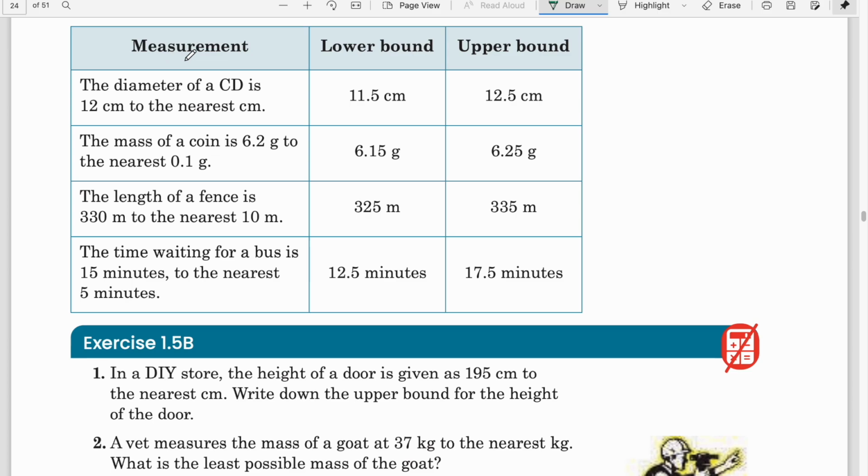A few more examples. The diameter of a CD is 12 centimeters to the nearest centimeter, and be very careful, sometimes we have different units. These are the same here. To the nearest centimeter would mean half of a centimeter, add and subtract. So 12.5, 11.5. When they say to the nearest 0.1, half of this is plus minus 0.05. So when you add 0.05 to 6.2, you get 6.25. When you subtract 0.05, you get 6.15.